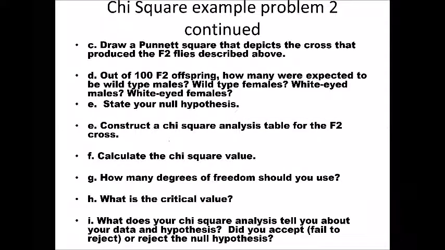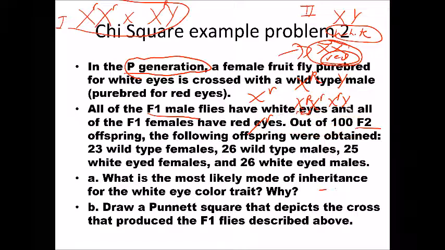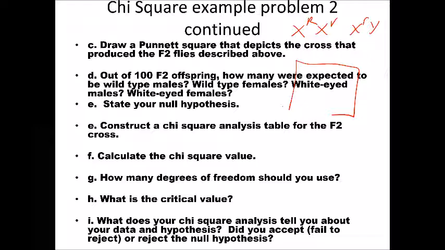Next it wants us to draw a Punnett square that depicts the cross that produced the F2 flies. Remember, in the F2 flies we got a little bit of all the possibilities: red-eyed males, white-eyed females, and so on. The F2s are the children of the F1s. Remember, the F1s look like this: the red-eyed female mothers and the white-eyed male fathers. So if we draw a Punnett square between those, here's what we get.